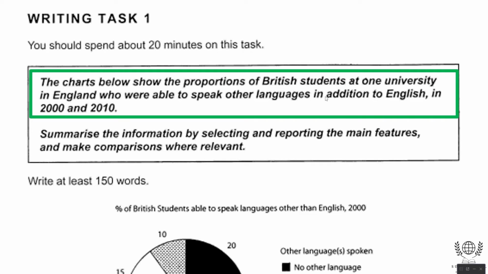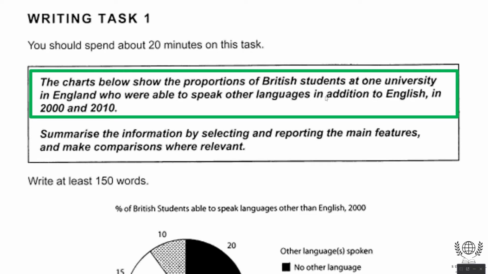For now, we're just going to ignore the charts and the graphs, so as not to be confused. Here it says: the charts below show the proportion of British students at one university in England who are able to speak other languages in addition to English in 2010. Being able to paraphrase this sentence will give us a clear understanding of what the task actually demands us to do.